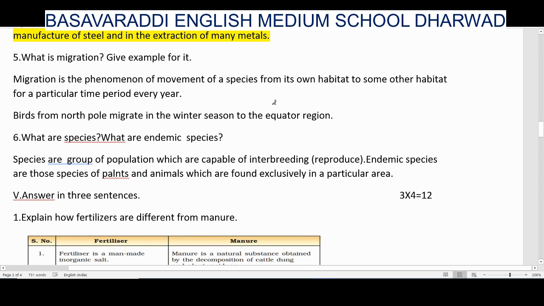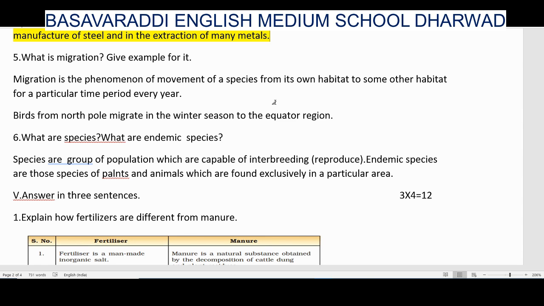What is migration? Give an example for it. So migration is a kind of phenomenon. That means the movement of a particular type of species from their origin, that means from their own habitat to some other habitat. That means movement of these species from one place to the other for a particular period of time in every year. So migration is nothing but movement of these species from one place to the other in a particular time period.